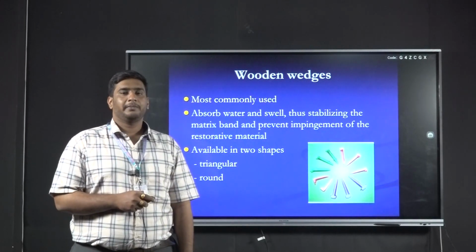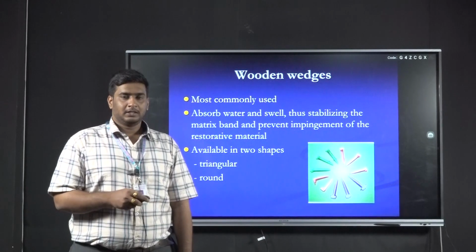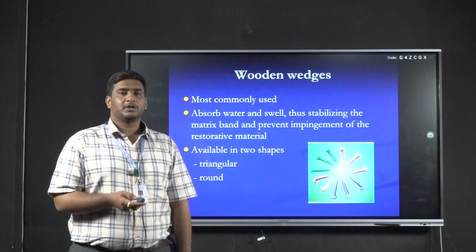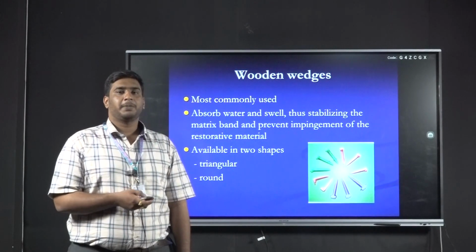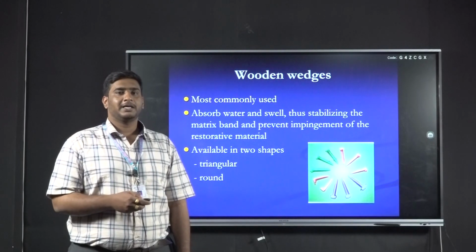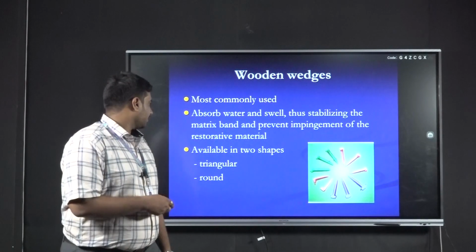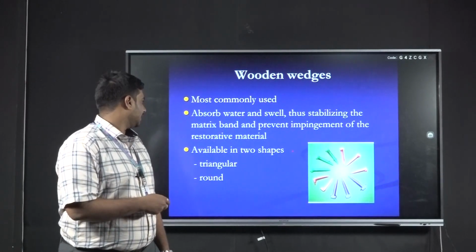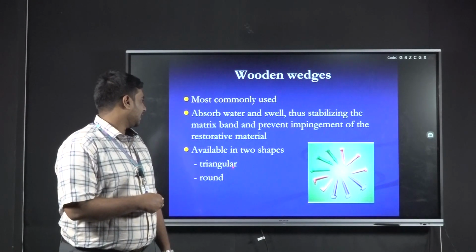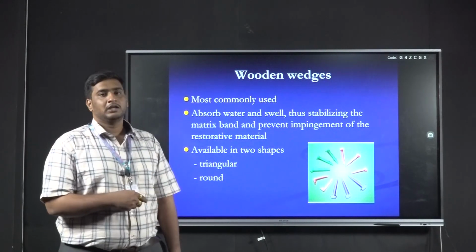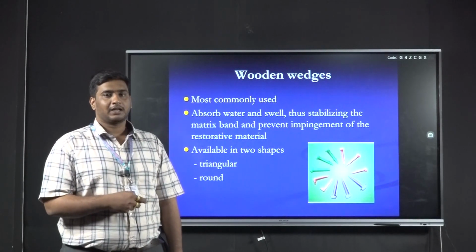As they are wooden material, there may be absorbing of the excess amount of saliva or gingival crevicular fluid by the wooden wedges, thus stabilizing the matrix band, which gives the proper anatomy to the restoration. And these are available in two shapes as mentioned: triangular or anatomic wedges and round wedges, because they are circular in cross section.